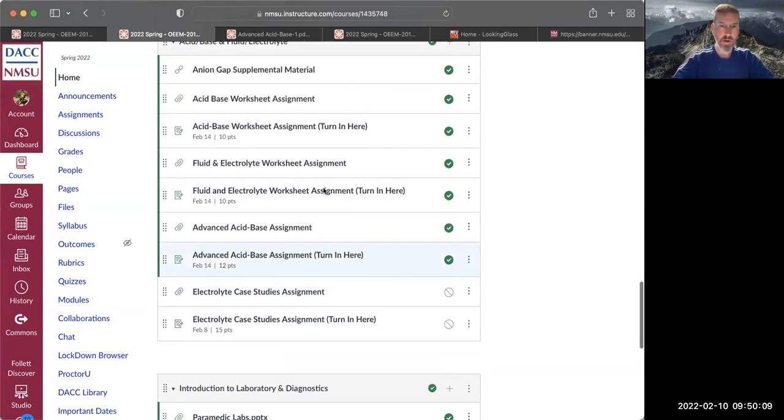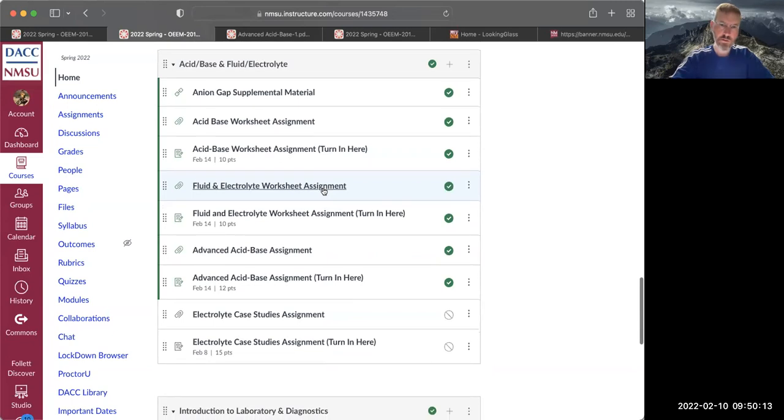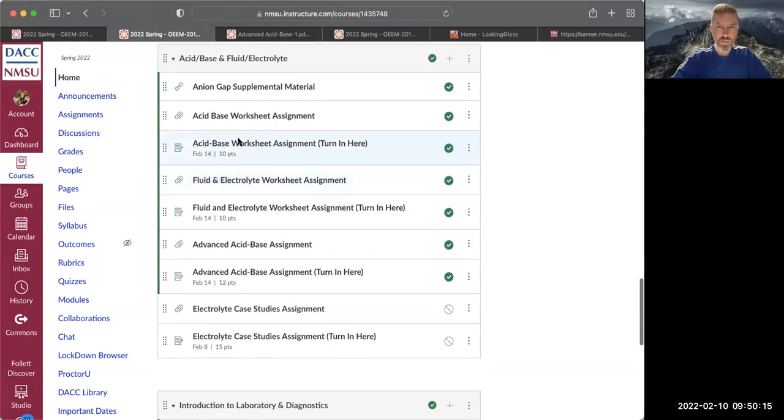Okay, there we go. All right, so we go under acid-base fluid electrolyte. So the acid-base worksheet will be due. Those are the ABGs, the ABG interpretation. That'll be due Monday night. All right, the fluid and electrolyte worksheet. That's the one I asked you maybe hold off on until today because we kind of covered some of the information on that, and then the rest of it will be in the videos.